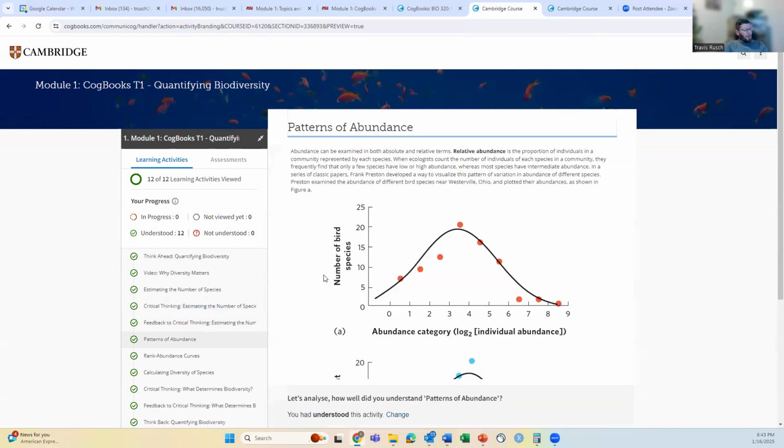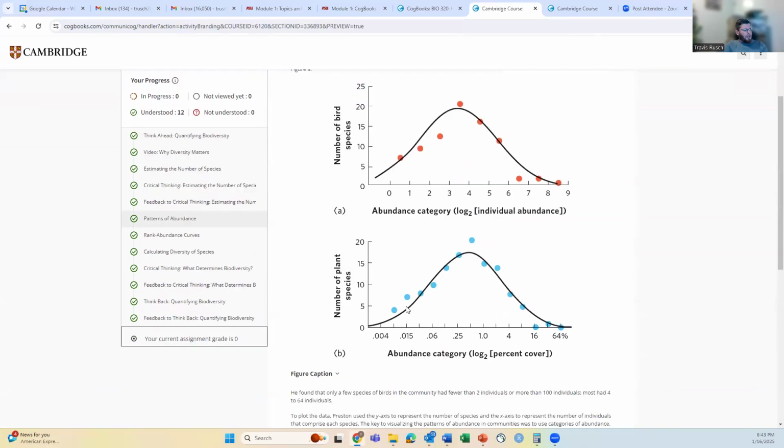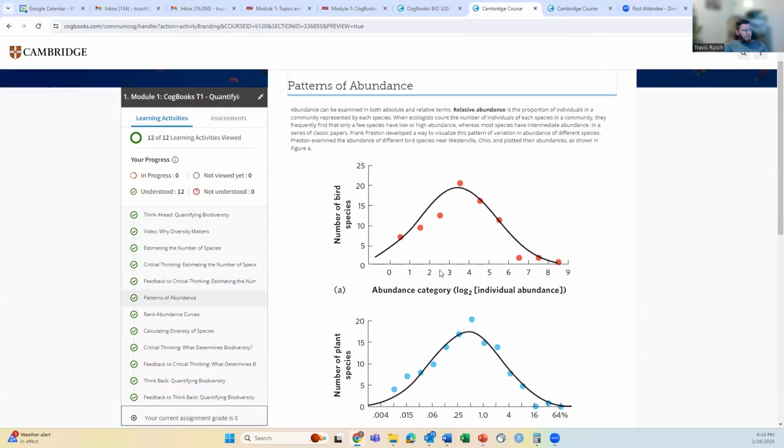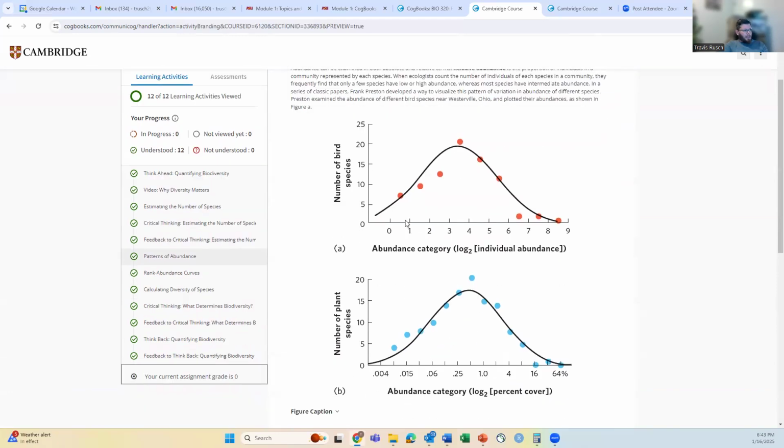Okay, so here we're talking about patterns of abundance. In a nutshell, what this is looking at is your abundance category, from low abundance to high abundance, and then the number of species, this is bird species, this is number of plant species. What they want to point out is that most species, so your highest number of species, are going to have a medium abundance. You're going to have a low number of species that are found to be rare, and a low number of species that are extremely abundant in a given environment. Most species are generally at an intermediate level of abundance.